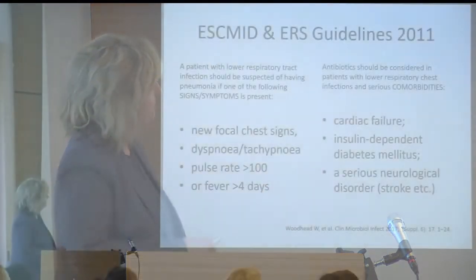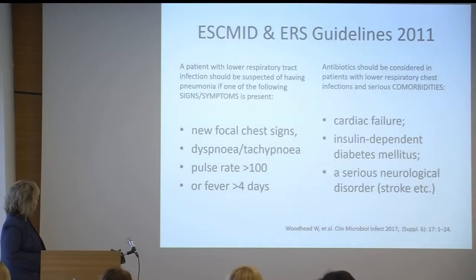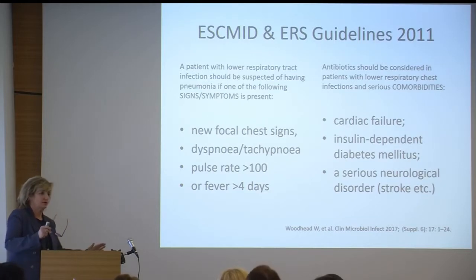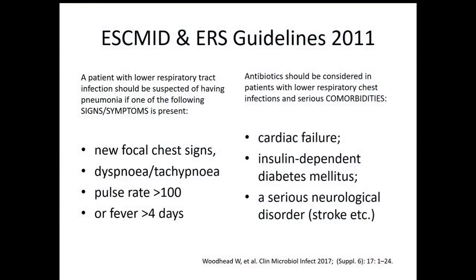What do the guidelines say about the same problem? The most recent, okay, this is now 2011, no new guidelines, but actually not many things are different. We do not have any new antibiotics and so on. So they advise to look at the signs and symptoms and also at comorbidities. New focal chest infection, of course, on auscultation, then dyspnea, tachycardia, and fever already for 4 days. In all these cases, of course, the balance goes toward prescribing an antibiotic. And with the comorbidities, cardiac failure, insulin-dependent diabetes, and serious neurological disorders such as stroke and so on, again, towards prescribing an antibiotic.